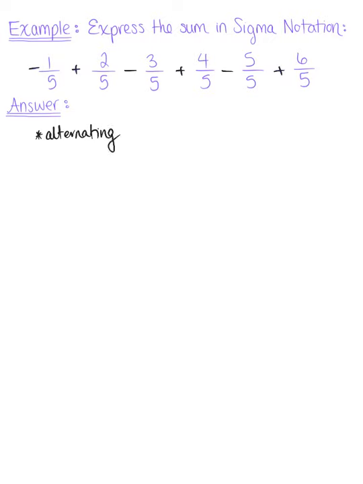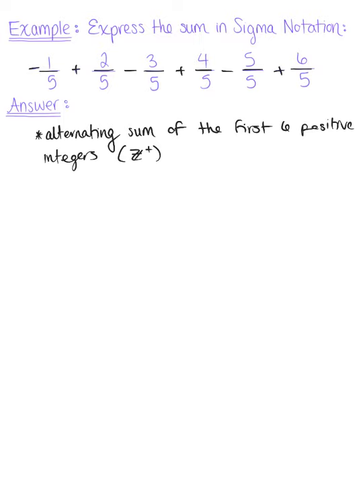What else do you see? So we see on top of these terms alternating that we have the sum of the integers 1, 2, 3, 4, 5, 6 that are all divided by 5. So we have the alternating sum of the first 6 positive integers. You could abbreviate as that double bar z with the plus. So the alternating sum of the first 6 positive integers divided by 5.